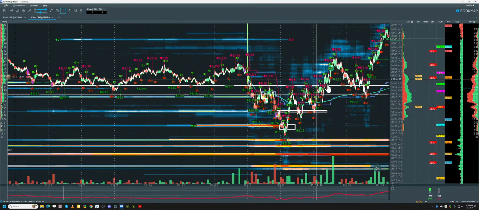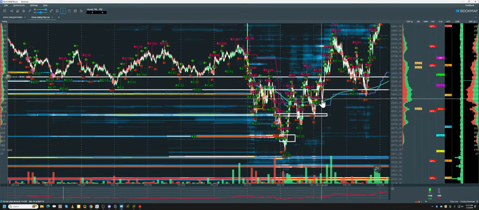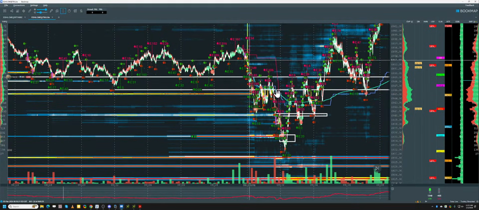Where did we come back? Let's look at the structure. See it? So that doesn't mean I take a long. For me, this is suggesting I have the gap and now I have the shorts all in here. And once these sellers can't get below my structure there, then who's on the hook? The shorts.